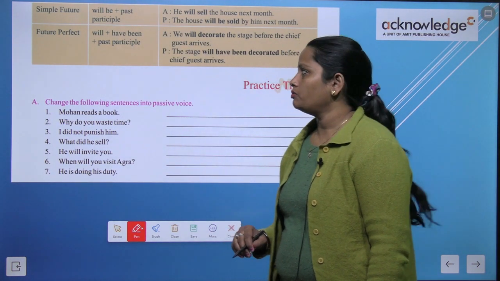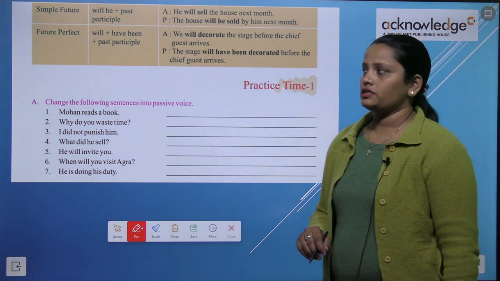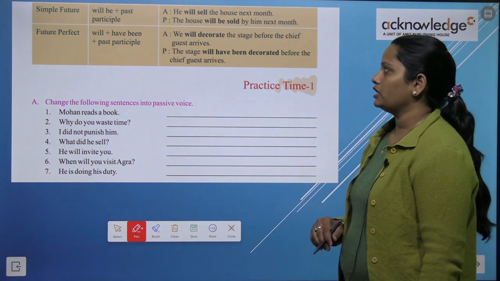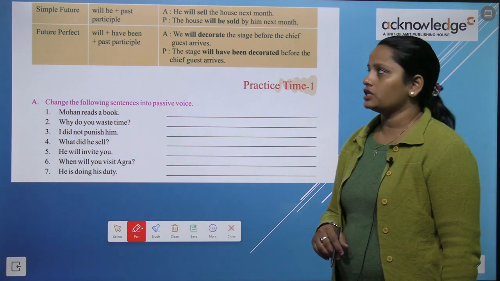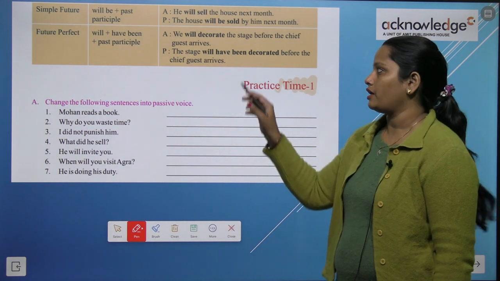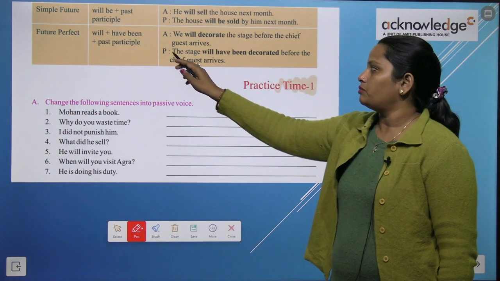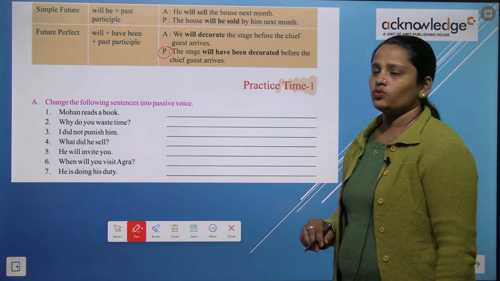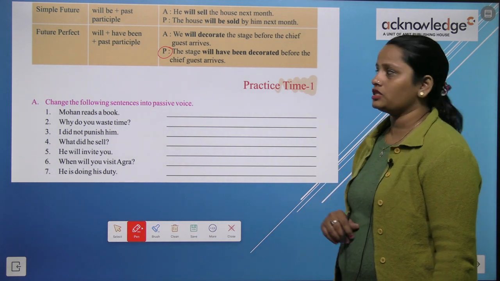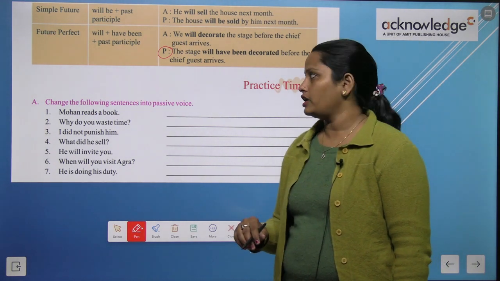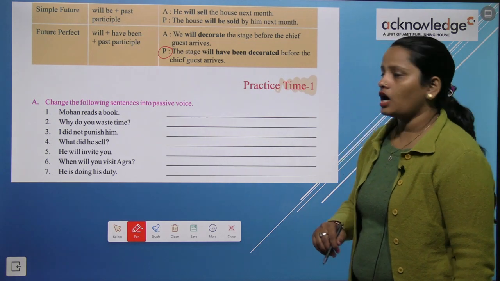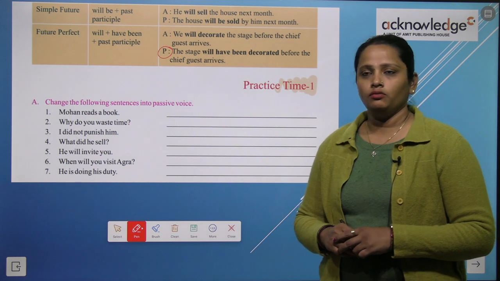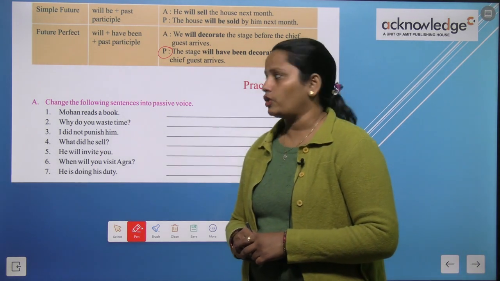Next is future perfect: will plus have been plus past participle. So in the active voice, we make the sentence as, we will decorate the stage before the chief guest arrives. And in the passive voice, we change it like, the stage will have been decorated before the chief guest arrives. So these are a few of the rules, children, that we have to learn. And after learning them, let's come to the book exercise.